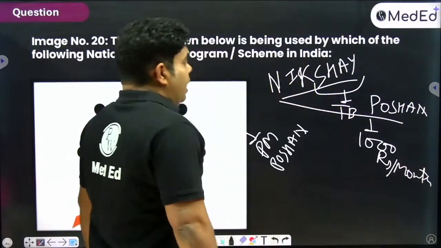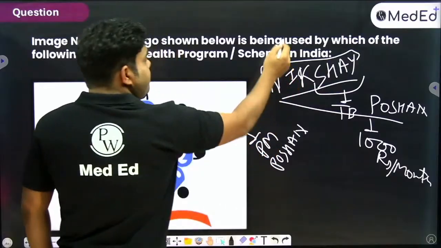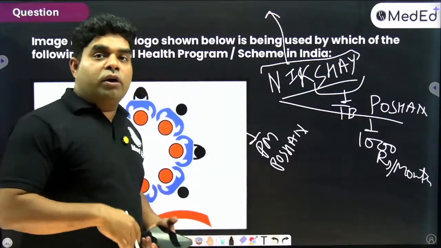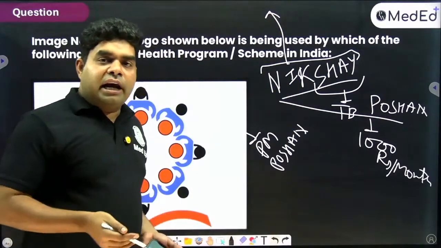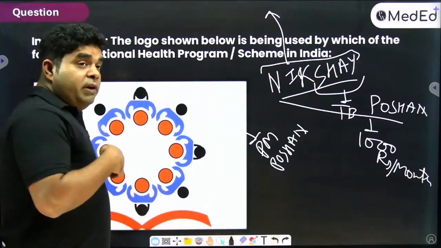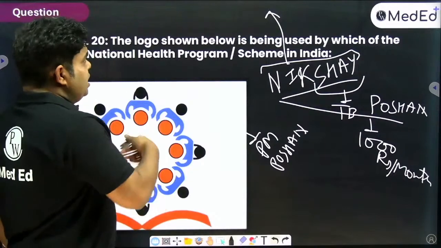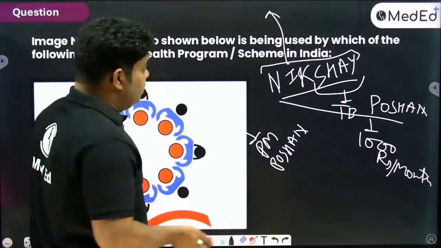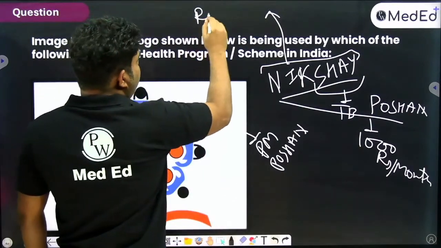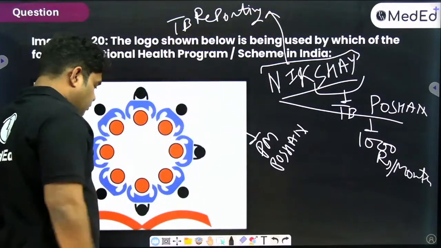And if they remove the Poshan, only give INI-CET, this is the reporting program for TB patient, and this reporting can be done by private, government, both doctors. And if you will report on Gmail or WhatsApp also, you can report the patient and you might get some money for the referral also. So INICET is reporting program for TB cases. Okay, I hope you will remember.